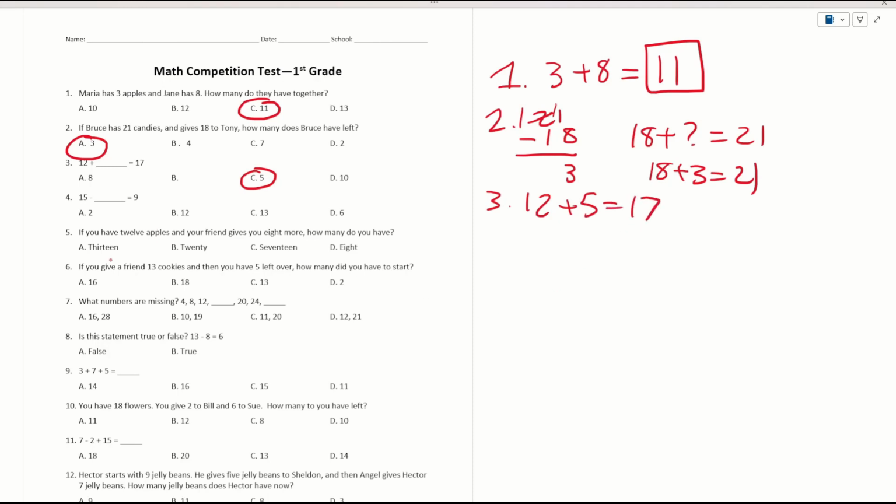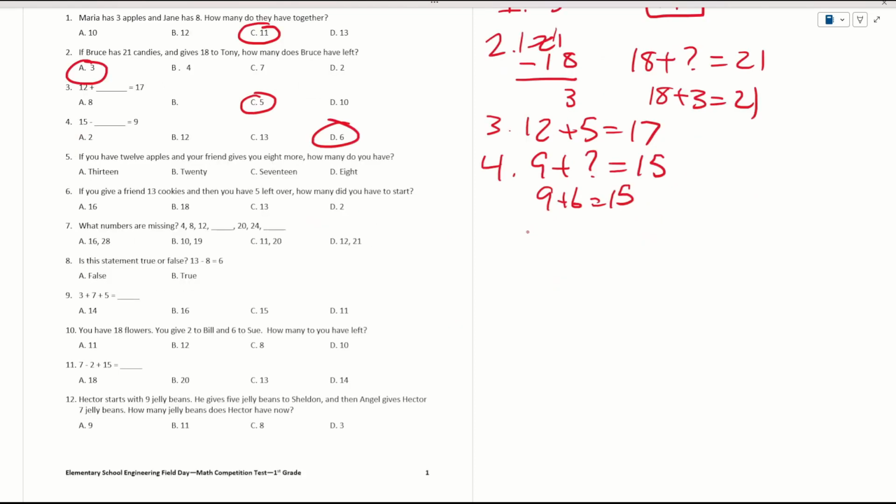Number 4, 15 minus what equals 9? For this one, just think of addition. Okay, 9 plus what gives me 15? And then you just count. 9 plus 6 gives me 15. So if I'm doing 15 minus what, I have to be minusing 6. Okay, I have to minus 6. So 15 minus 6 is going to be 9.